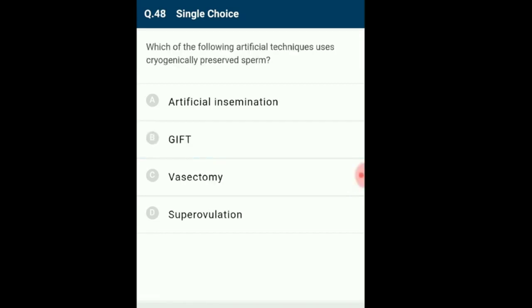Which of the following artificial techniques uses cryogenically preserved sperm? In artificial insemination, a doctor inserts sperm directly into a woman's cervix or uterus. The most common method is called intrauterine insemination. This is called IUI. When a doctor places the sperm in the uterus, the answer is option A, artificial insemination.